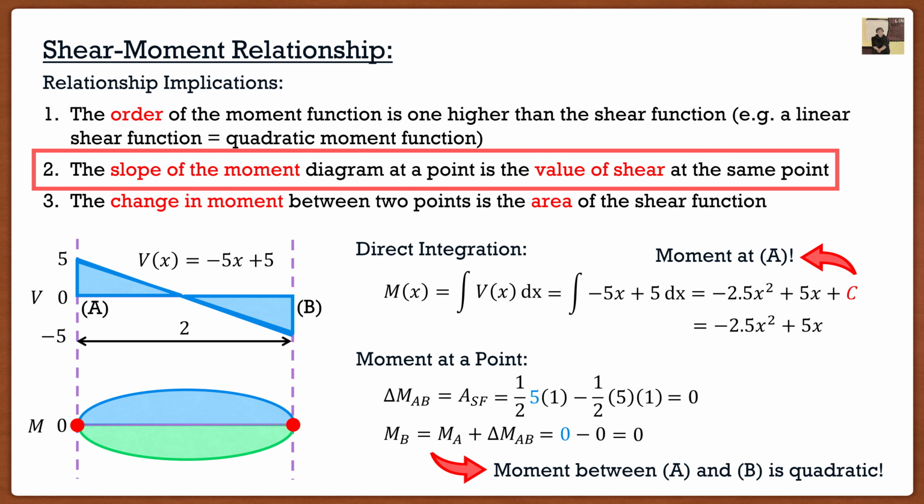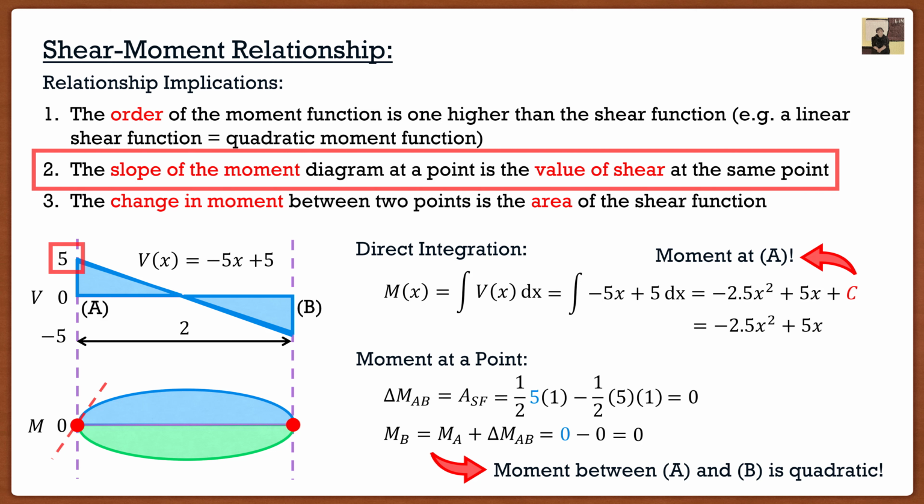How can this help us? Well, let's look at point A. We know that point A has a shear value of positive 5. This means that the slope of our moment diagram at point A must have a value of positive 5. And if we look at our blue distribution, it has a positive value, so it's good. If we looked at our green distribution, it has a negative value of slope to start. So this is how we know that it's actually going to be the blue one over the green one, because we have a positive slope.